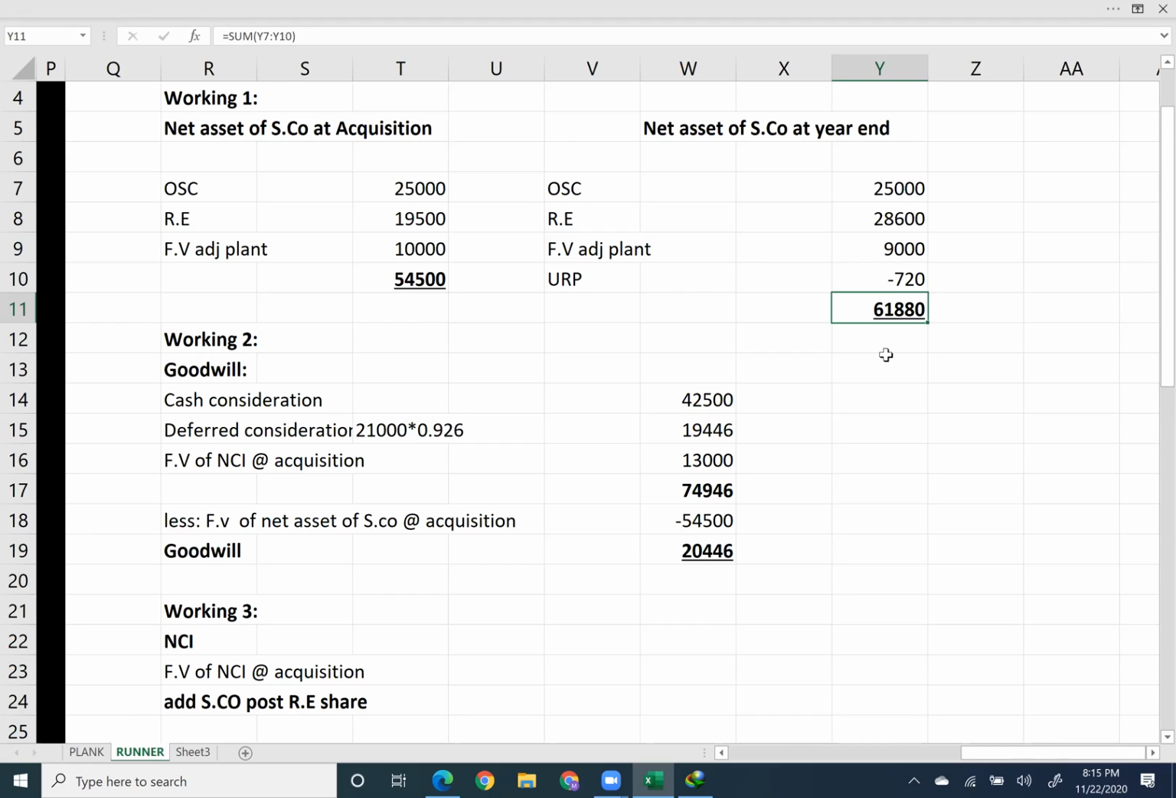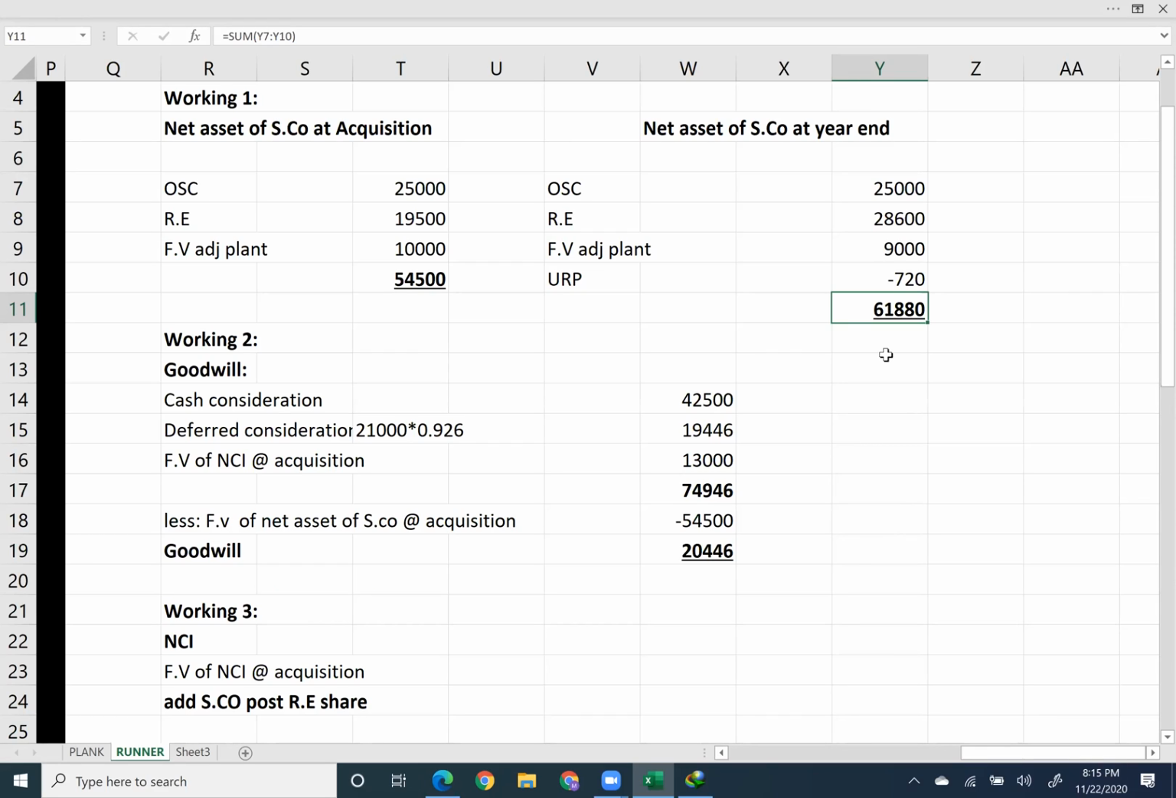Now listen, one thing. Can anybody tell me what is the S company's post retained earning? Yes, 7380. Very good. 61880 minus 54,500. The difference between these two packets is S company's post retained earning, right?